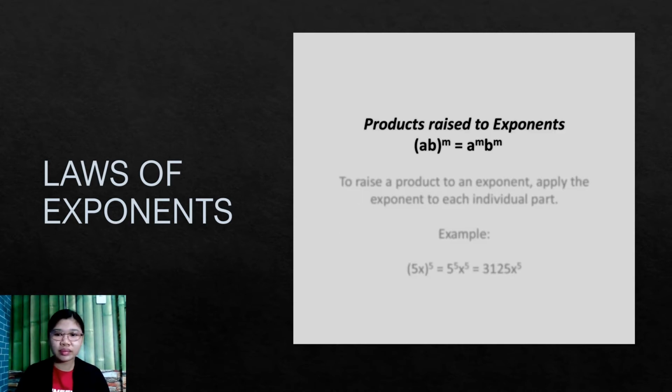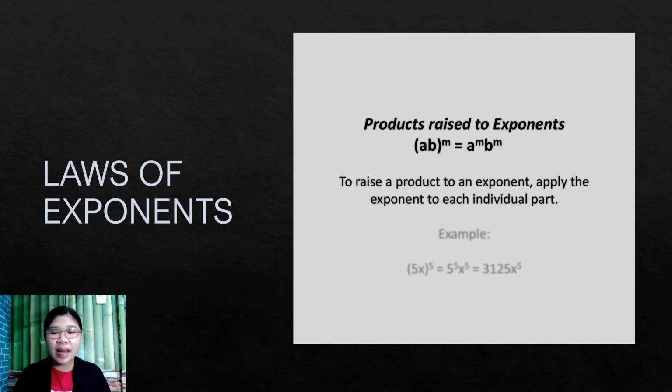And now we have products raised to exponents. We have the product of a and b raised to the exponent m. To raise a product to an exponent, we have the product of a and b, and then that is raised to m, apply the exponent to each individual part. So we have to apply the exponent m to a and then to b. Our answer here is a raised to m multiplied by b raised to m.